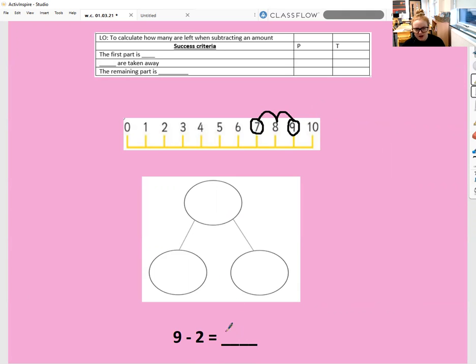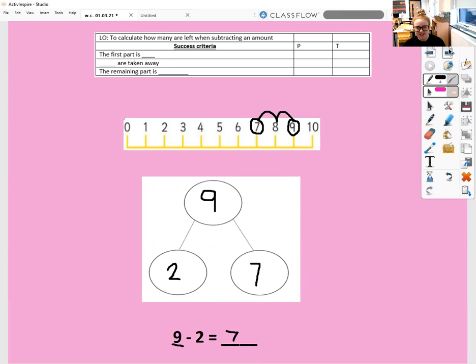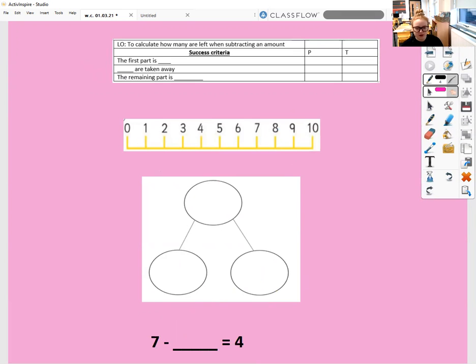So I'm going to complete that number sentence, and I'm also going to complete this part-whole model. So what is my whole to start with? My whole is 9. Fantastic. Then one part is 2, which I'm taking away, and my remaining part is 7. Fantastic.